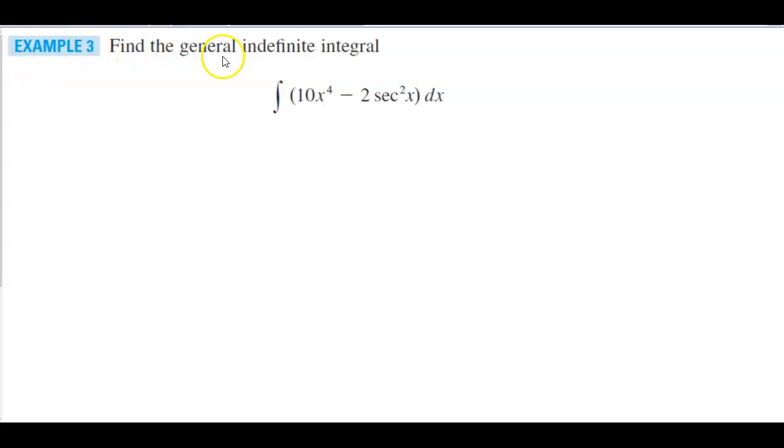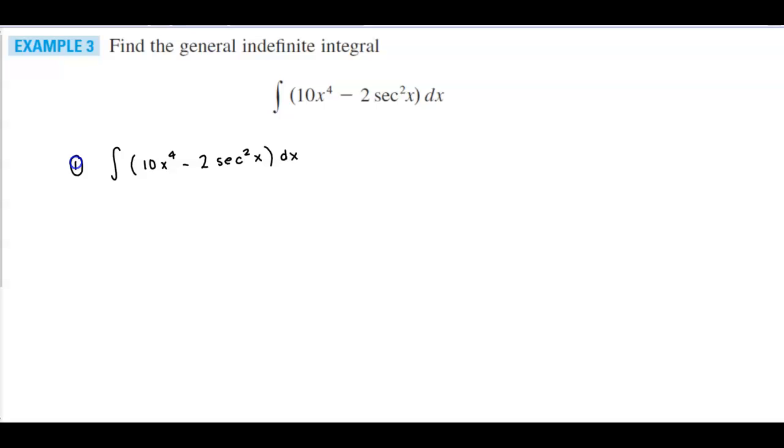Example 3, find the general indefinite integral. So the one thing you want to notice here, it's an indefinite integral because we do not have a lower and upper limit. So let's go ahead and simplify this. So we have the integral of 10x to the fourth minus 2 secant squared x, and that's dx.